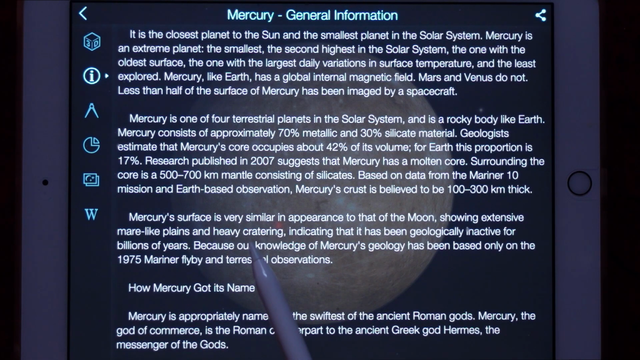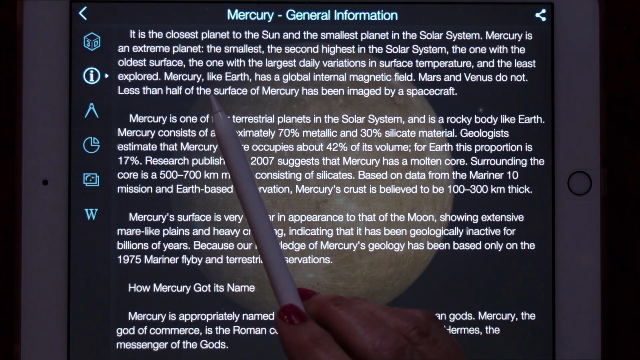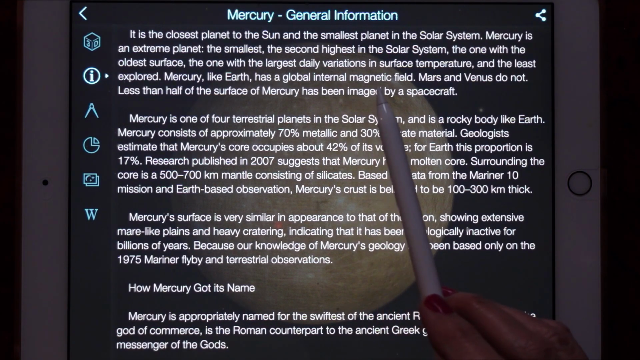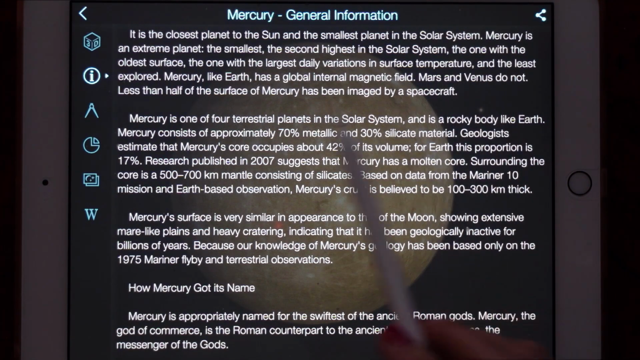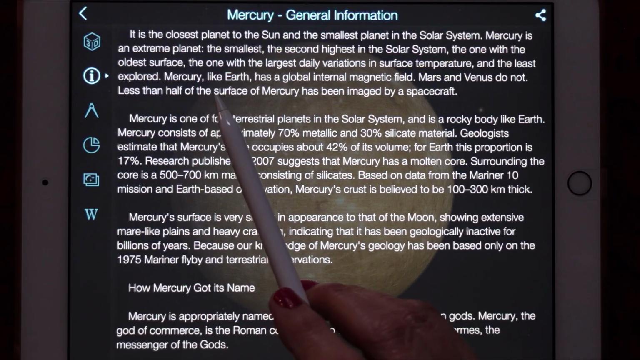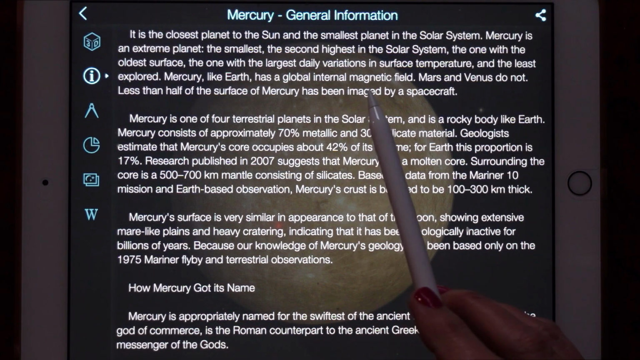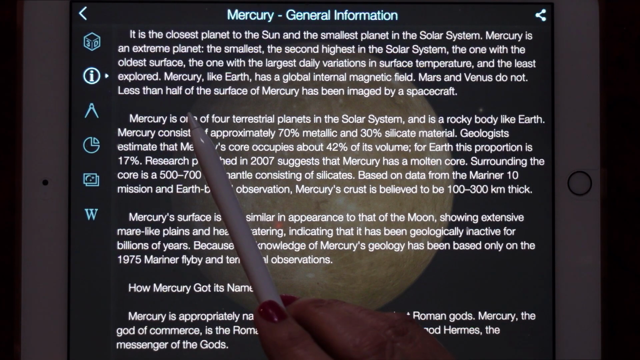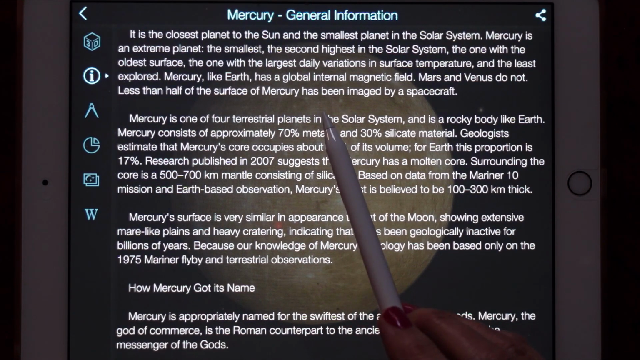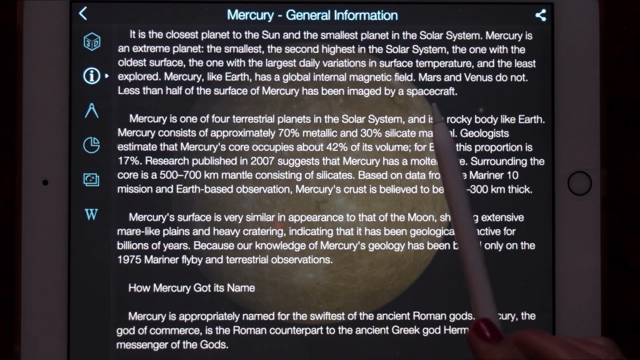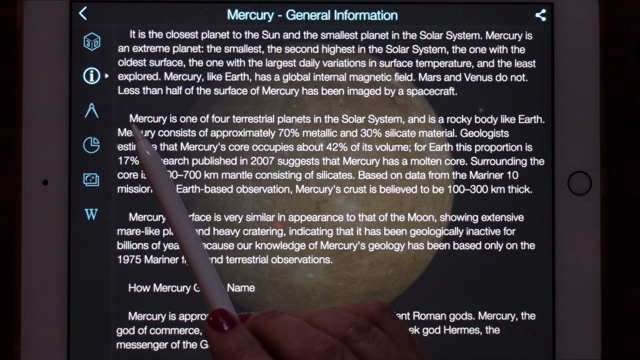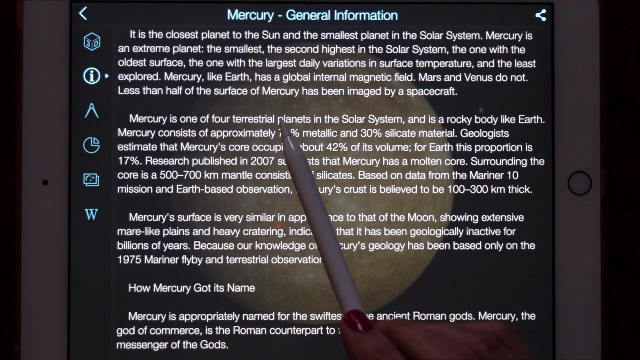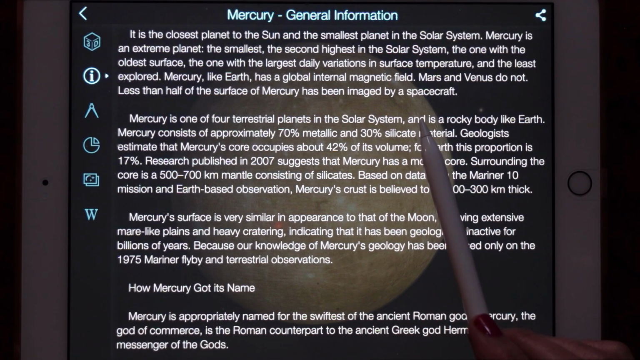It is the closest planet to the Sun and the smallest planet in the solar system. Mercury is an extreme planet, the smallest, the second densest in the solar system, the one with the oldest surface, the one with the largest daily variations in surface temperature, and the least explored. Mercury, like Earth, has a global internal magnetic field. Mars and Venus do not. Less than half of the surface of Mercury has been imaged by a spacecraft.